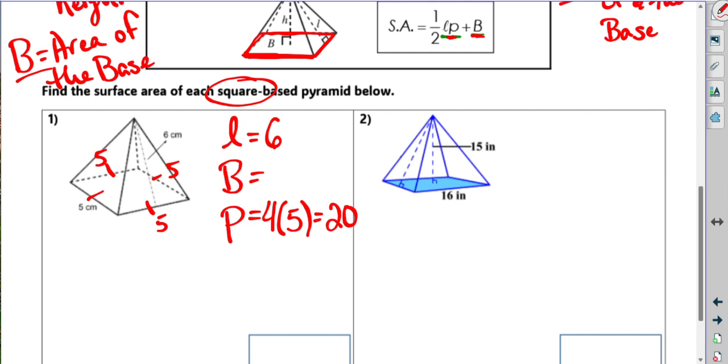The area of the square base is length times width. We want to find the inside area. You multiply length times width, and we get 25.